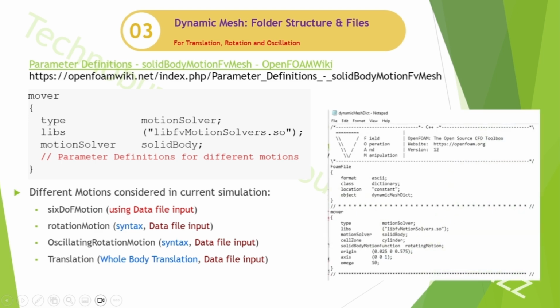However, if we have only rotation motion for a part of the object, then we can do like this. A simple syntax is given here where we specify the cell zone, cylinder, and then we give rotating motion. Here we give the origin of the rotation and the axis over which the object is going to be rotated, and the angular velocity omega is given. So in this case, only that object which is to be rotated will be directly rotated.